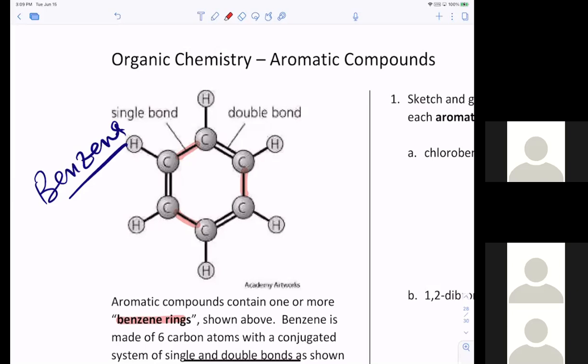Make a note for yourself that a single bond is weaker and also longer than a double bond. Single bonds are weaker, double bonds are stronger. So because a double bond is stronger, it pulls the carbon atoms closer together. So a double bond is shorter than a single bond. It's not here, but a triple bond would be even shorter and stronger than a double bond.